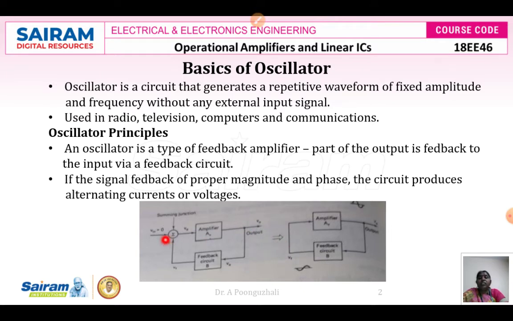Here we take a feedback circuit. This is the forward gain and this is the feedback circuit. The input voltage is made 0, so the output of the feedback circuit is fed back to the input of the amplifier. If this feedback voltage is of proper magnitude and phase, then I get an output voltage, which can be either an alternating current or voltage.